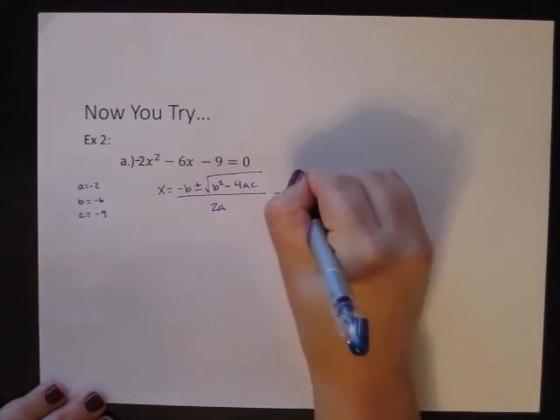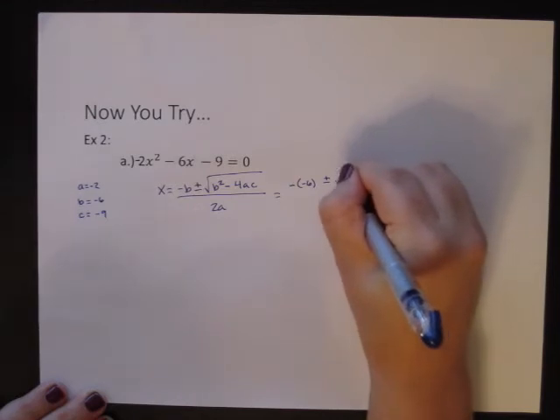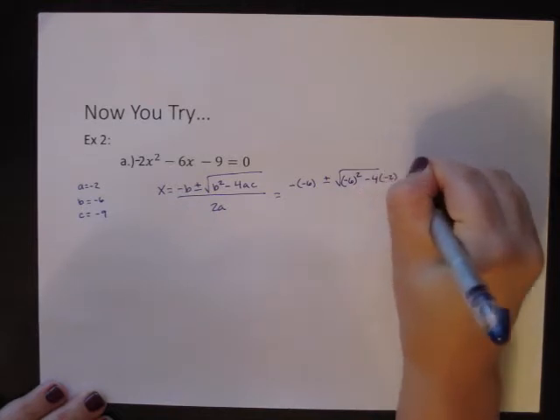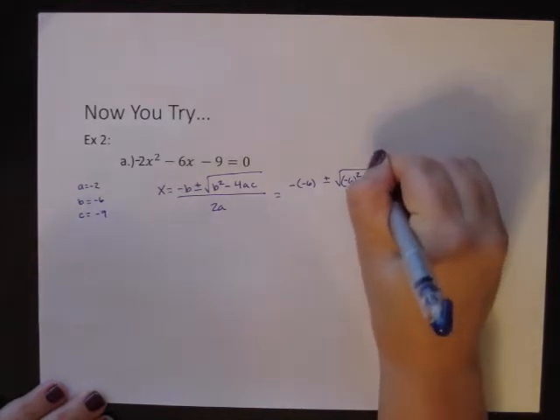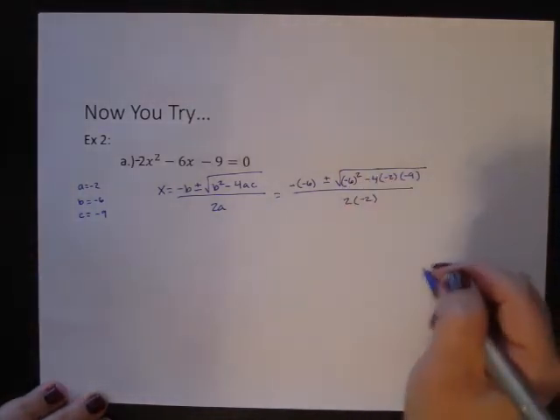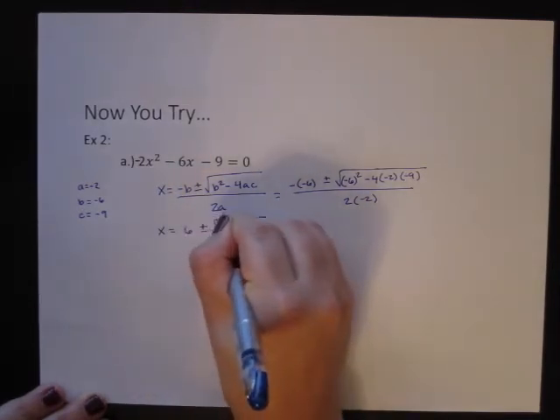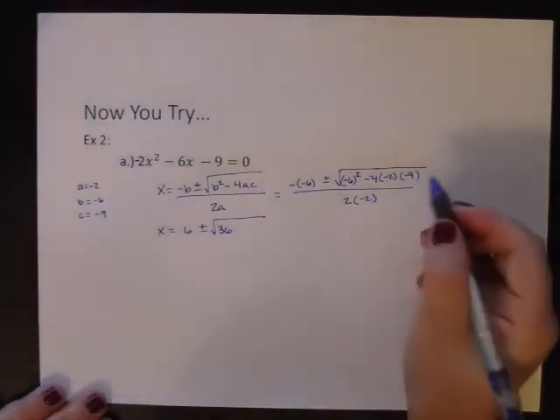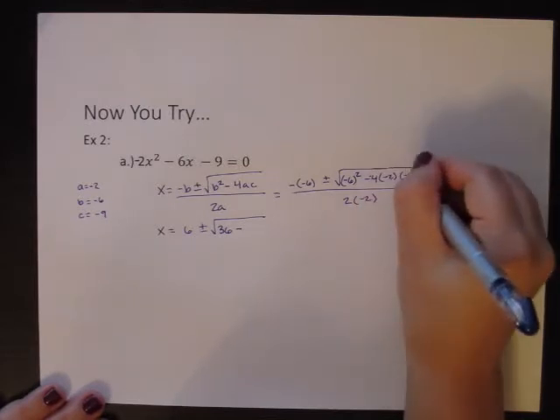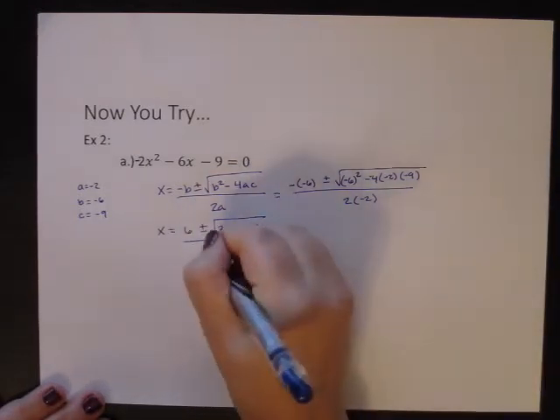So I'm going to go negative 6 plus or minus the square root of negative 6 parentheses squared minus 4 times negative 2 times negative 9, all over 2 times negative 2. When I clean that up, that's going to be a positive 6 plus or minus the square root of 36. Negative times a negative is a positive. Positive times a negative is a negative. 4 times 2 is going to be 8. 8 times 9 is going to be 72. And that's going to be all over negative 4.